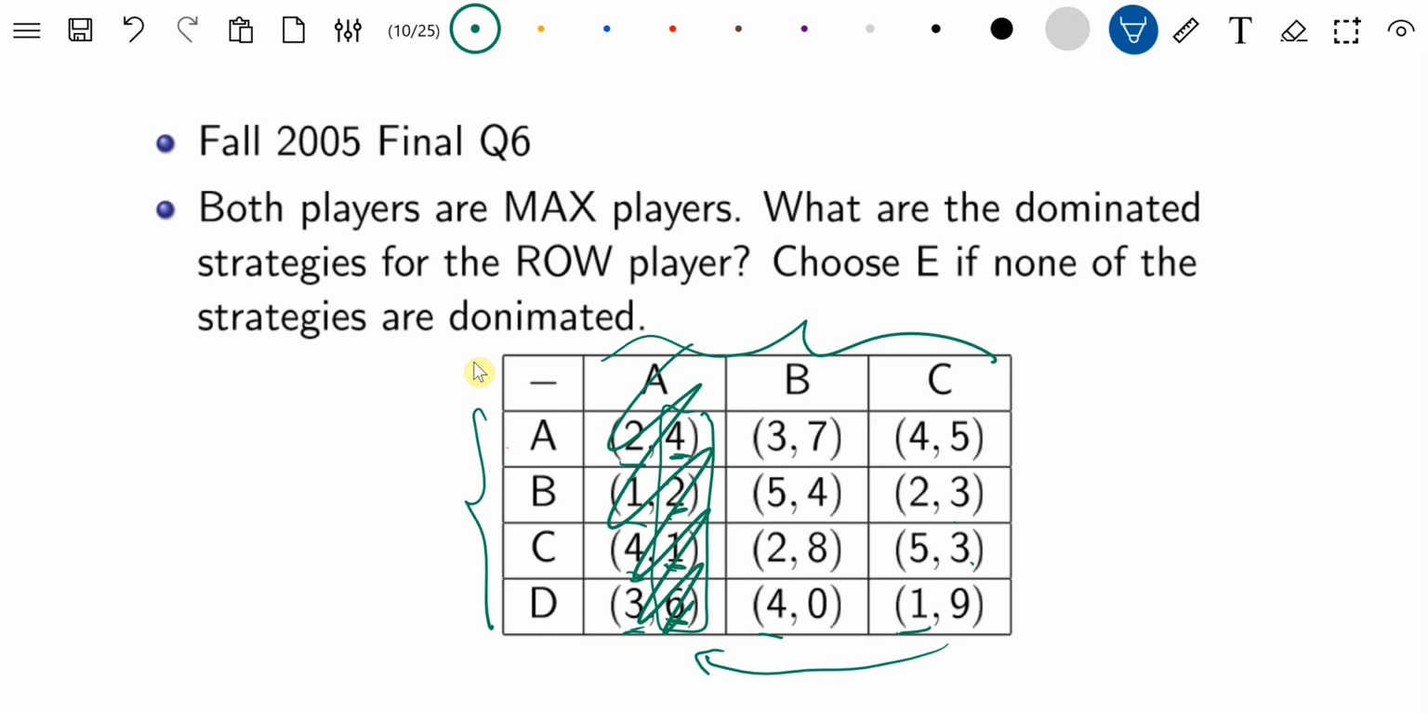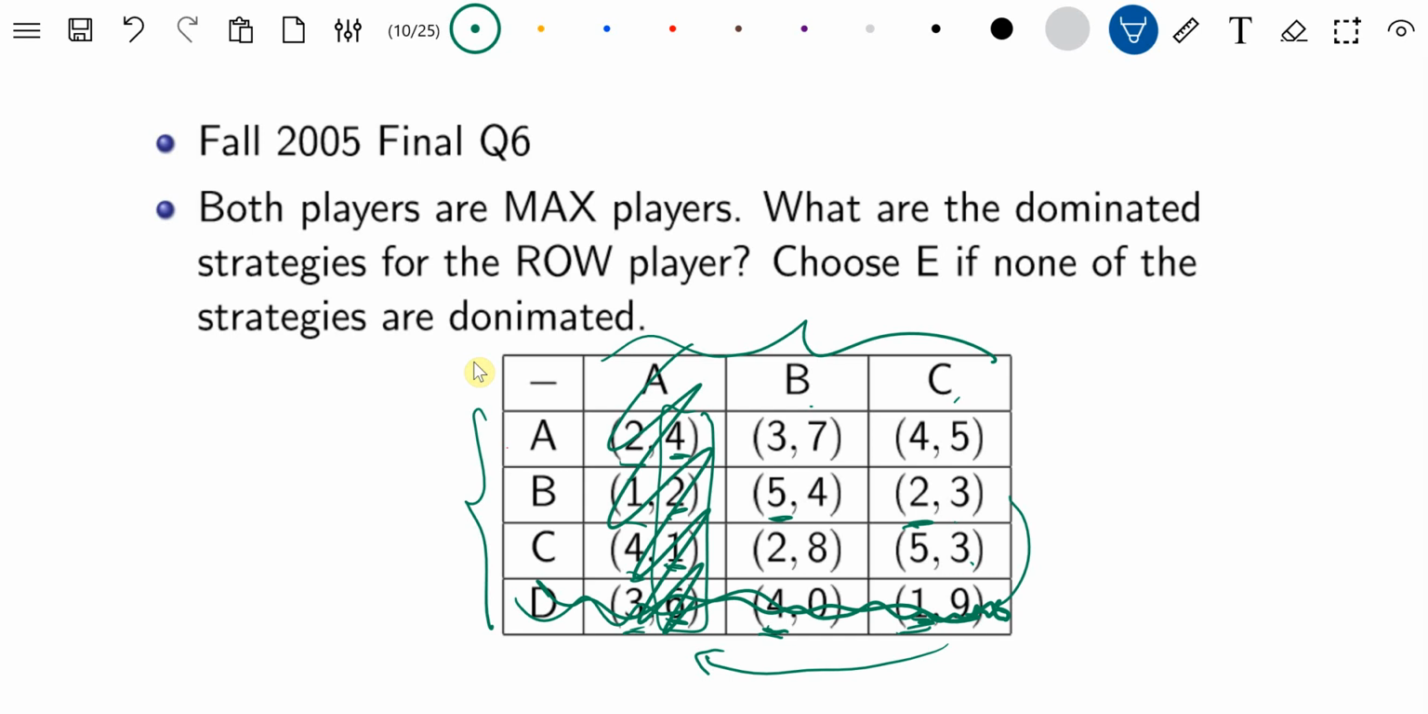So now some of them should be dominated. So for example, D will be dominated. So if you compare B and D, no matter what the column player is picking, either B or C, 5 is better than 4, 2 is better than 1. So D is removed. Let's see if another one is removed.